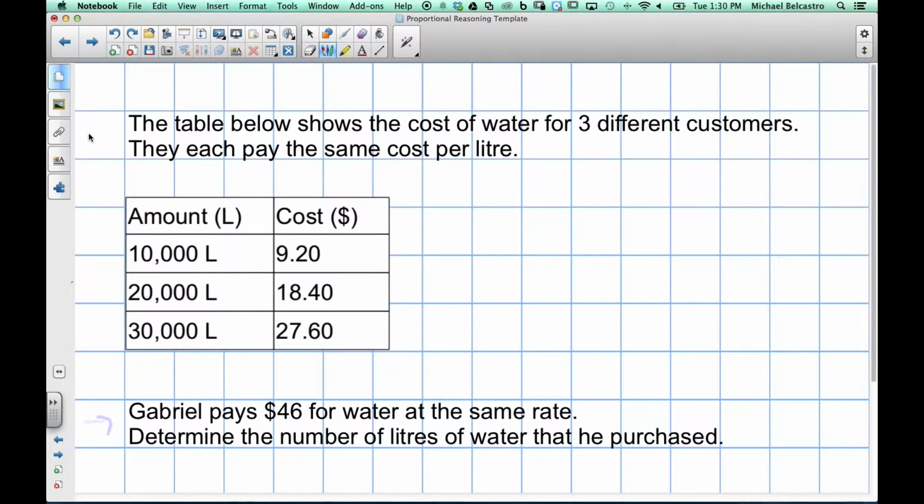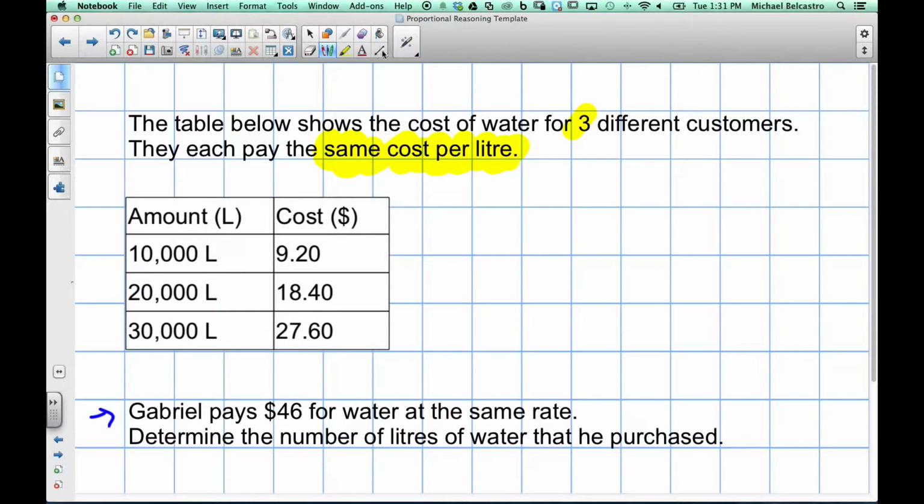Okay, so let's reread this again and highlight what we think will be important for what we're solving. The table below shows the costs of water for 3 different customers. We can see that. We have 3 here, so we have 3 to use. They each pay the same cost per liter. Okay, so that gives us an idea. Per liter is a type of unit rate.